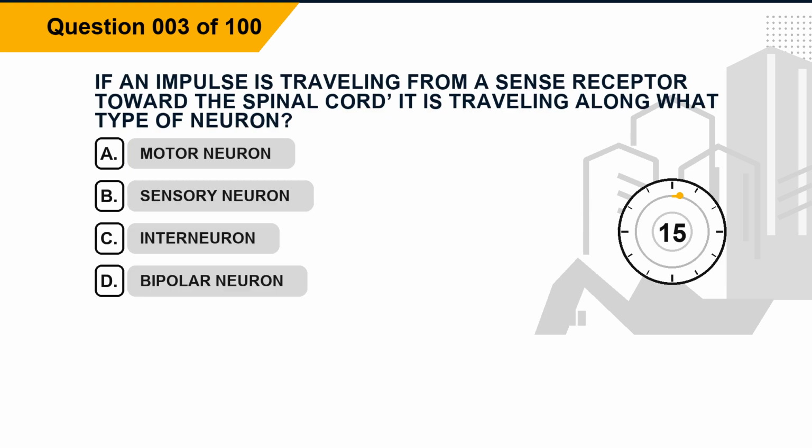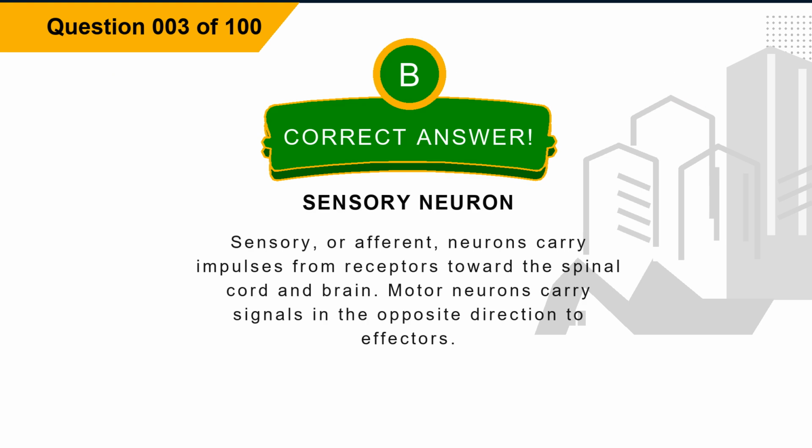Question 3. If an impulse is traveling from a sense receptor toward the spinal cord, it is traveling along what type of neuron? Option A, motor neuron. Option B, sensory neuron. Option C, interneuron. Option D, bipolar neuron. The correct answer is option B, sensory neuron. Explanation. Sensory, or afferent, neurons carry impulses from receptors toward the spinal cord and brain. Motor neurons carry signals in the opposite direction to effectors.